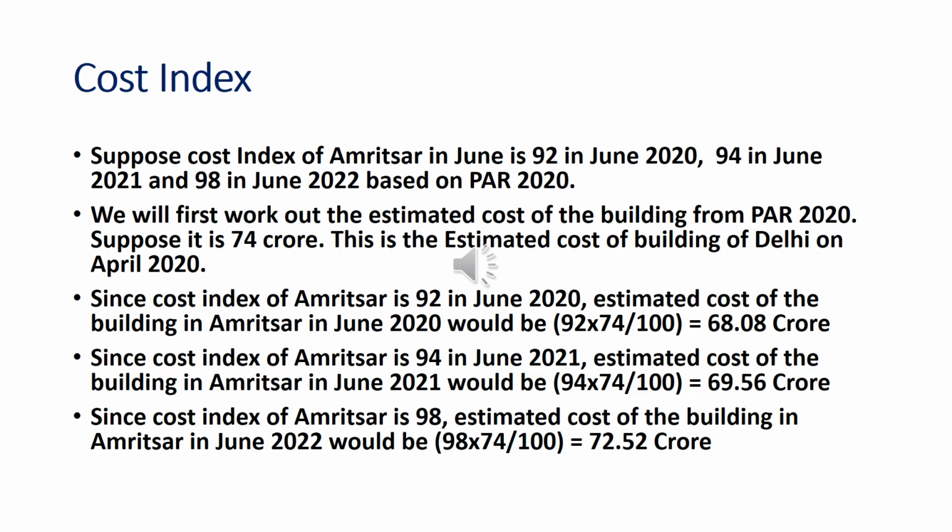Suppose you want to find out the cost in June 21, then multiply it by the cost index of June 21 in place of June 20. So it will be 69.56 crores. Similarly, in June 2022, if cost index is 98, then it will be 72.52 crores in June 22.